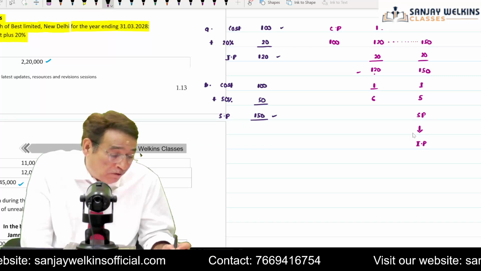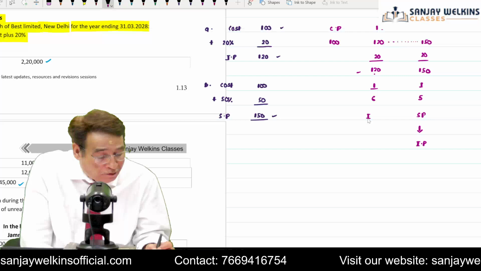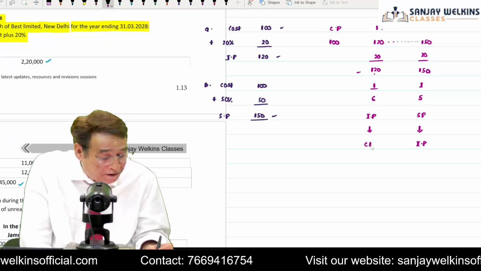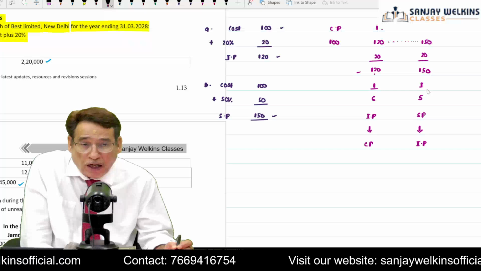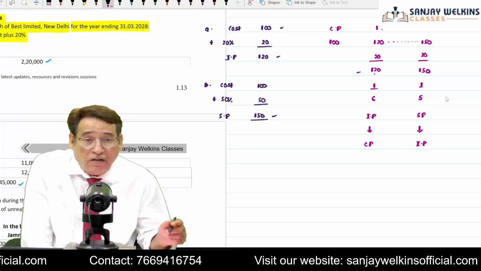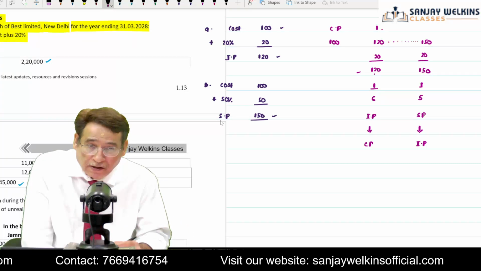For example, when we apply this rate 1 by 6 on an item which is at invoice price, indirectly that item falls down to cost price. So similarly, when you apply this rate on an item which is at selling price, then that particular item will fall down to invoice price. Is it clear to you?